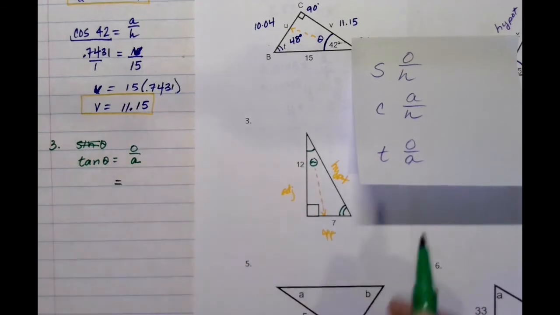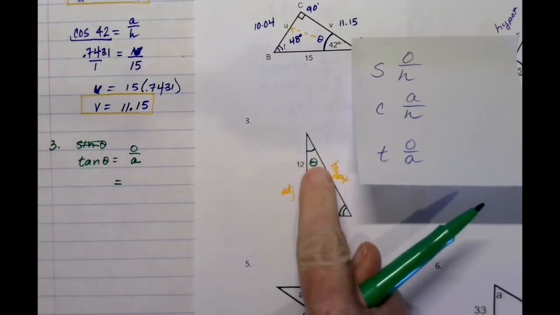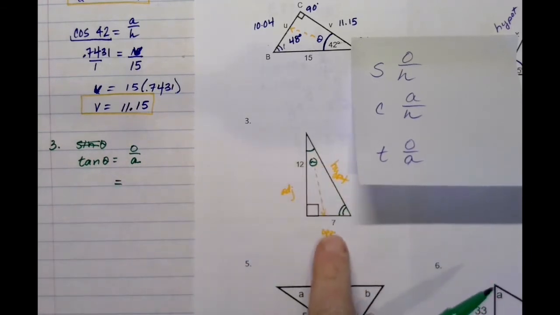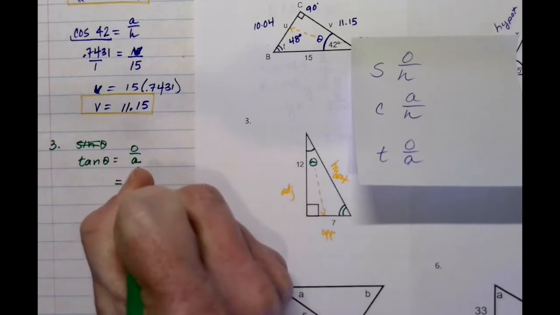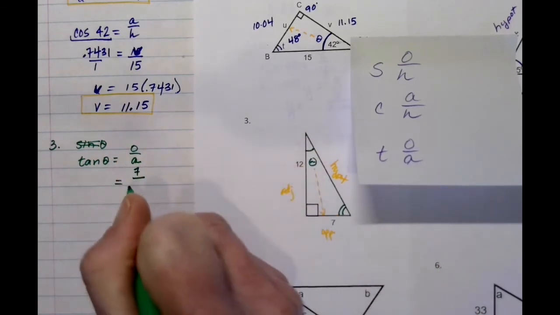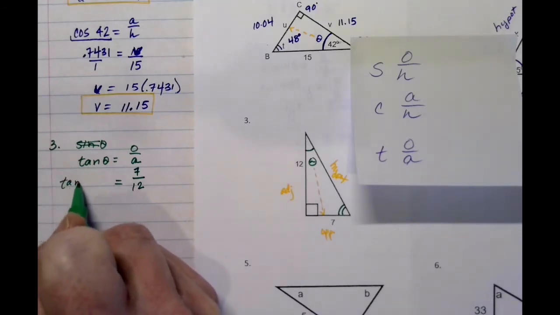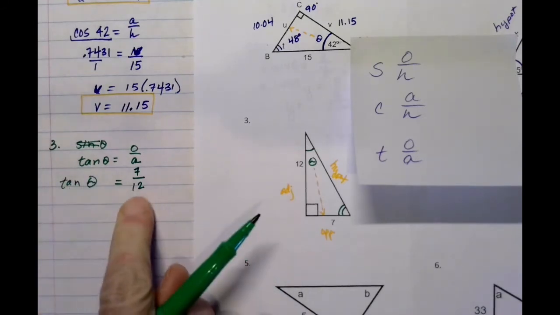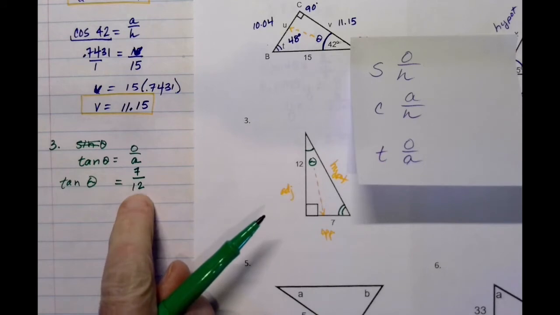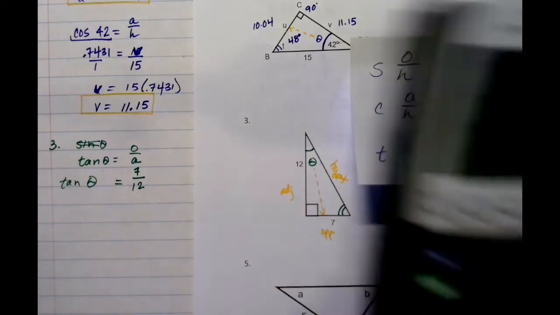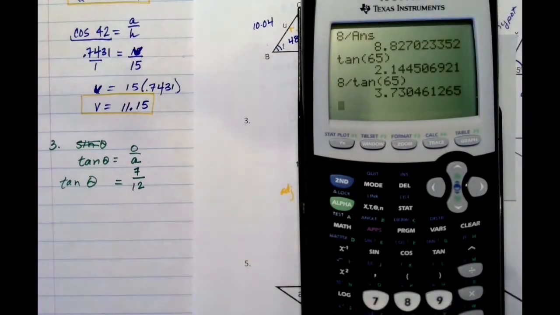So I know that for my theta, my 7 is my opposite. I know that my 12 is my adjacent. And the relationship of whatever angle of tangent fits that. So I've got two choices, either chart or calculator.